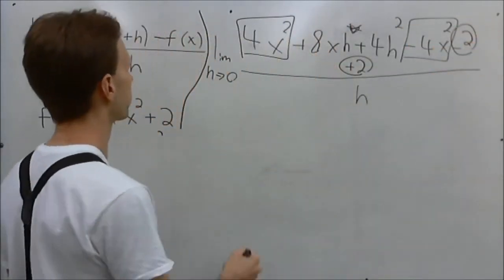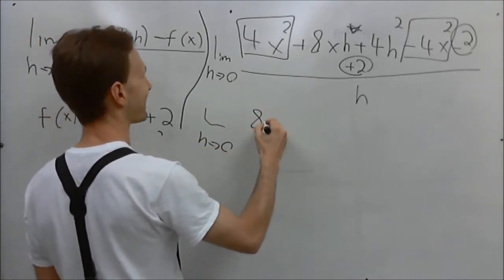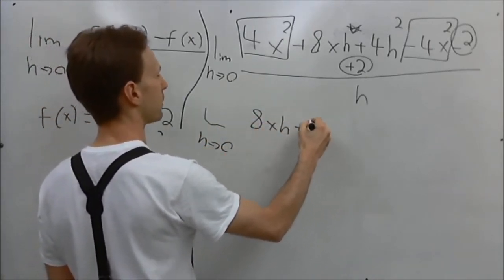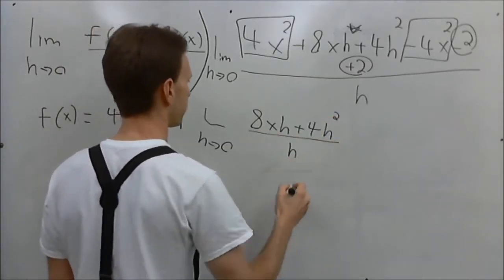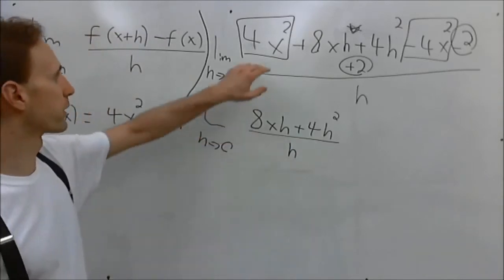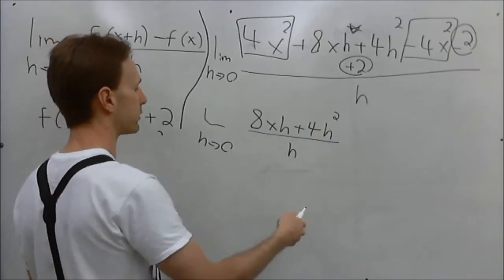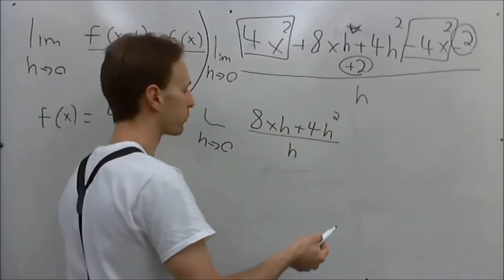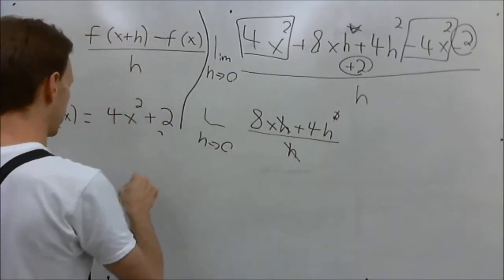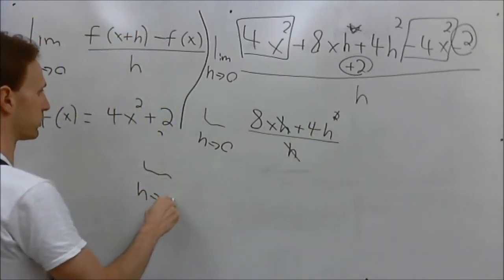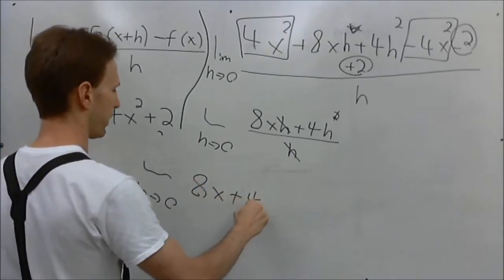And so what's left on top is the limit as h approaches 0. We get 8xh plus 4h squared all over h. Now that everything else went, the 4x squareds and the 2s went, I can cancel an h. I have to cancel both of the h's because we can only cancel factors. So this leaves me with the limit as h approaches 0. No more fraction, we have 8x plus 4h.